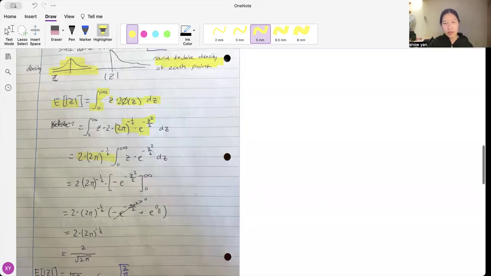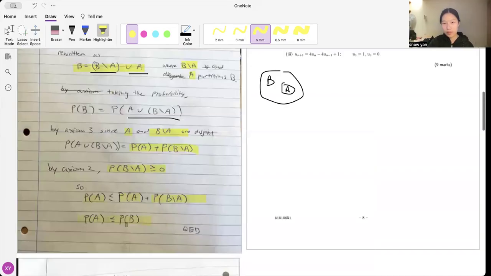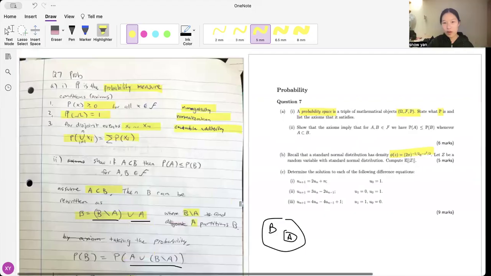And the e of 0 is just 1, so it would just be this thing. And then when we simplify, this would just be square root of 2 divided by pi. I technically got the same thing, but I think this form just looks nicer. Then moving on to part C.